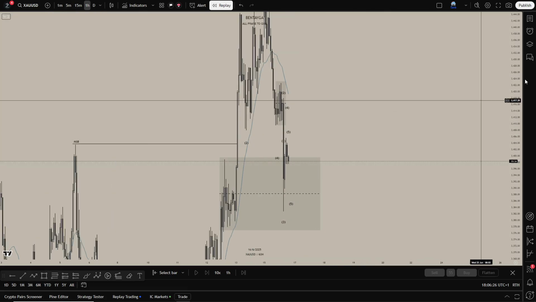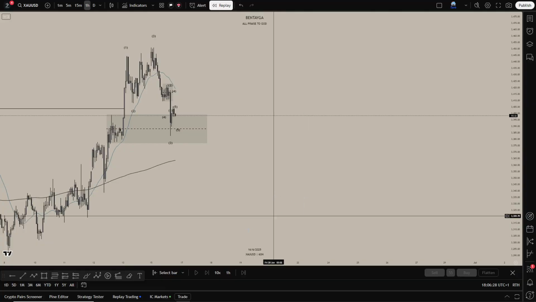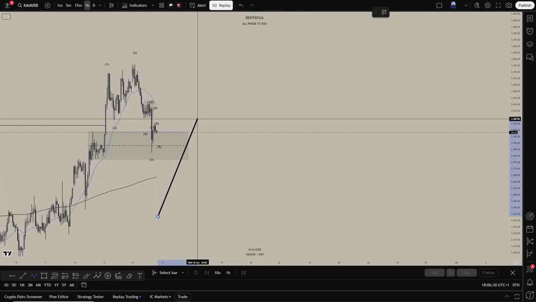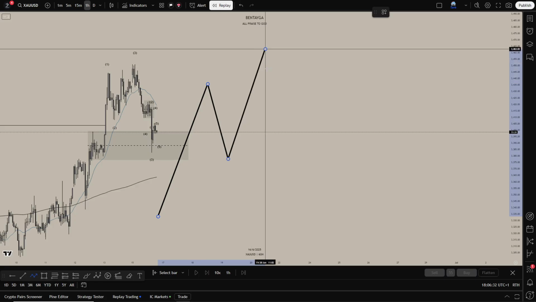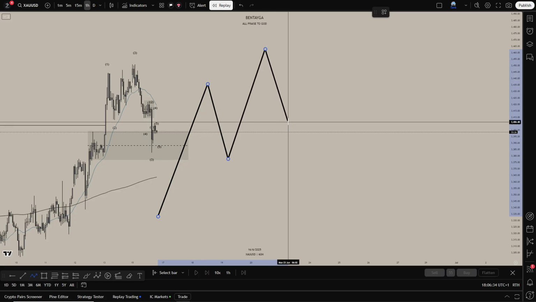Because if we go to the 1 hour, what do we know price does? Price has to expand, pull back, expand, pull back. So clearly right now, what's price doing? Price is in a pullback leg.